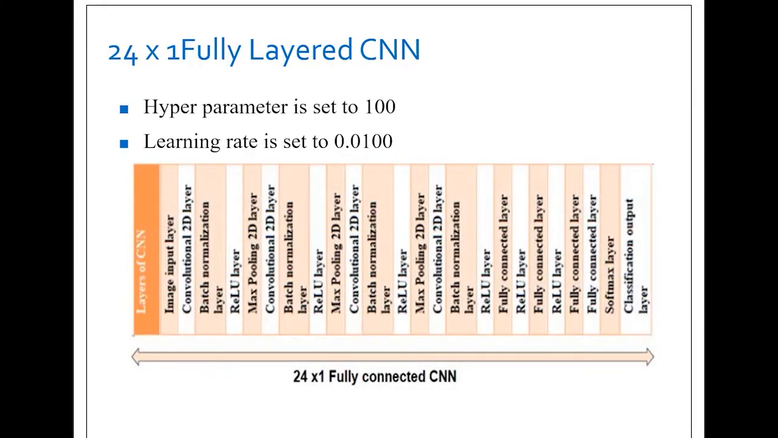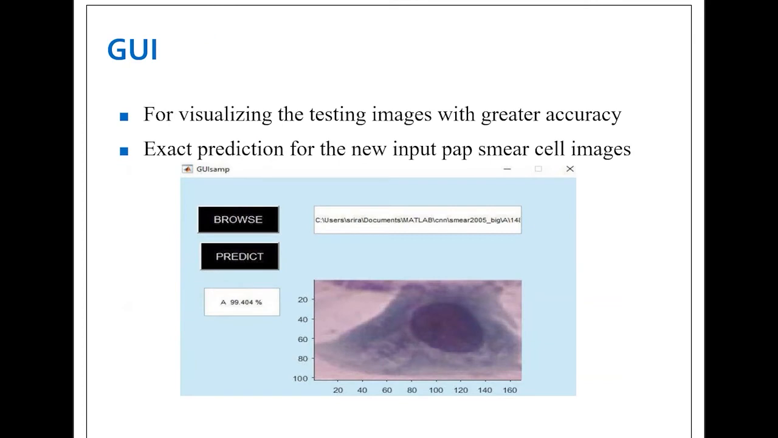Let us see the 24x1 fully connected CNN. These are the 24 layers responsible for the various operations like convolution, rectified linear unit, batch normalization and max pooling, in which the hyperparameter is set to 100 and the learning rate is set to 0.01. Here the layers of the CNN are analyzed using the Deep Network Analyzer tool in MATLAB.